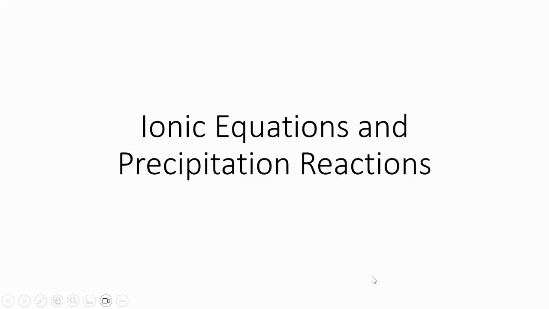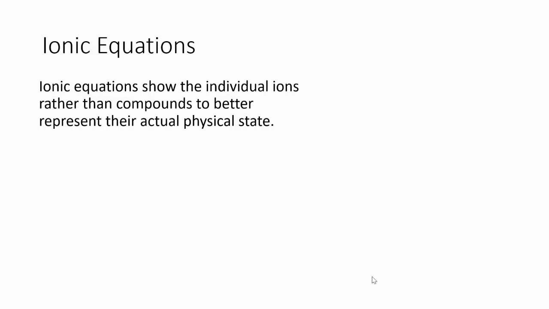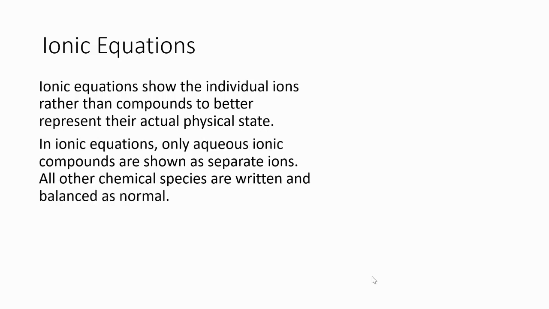This video will look at ionic equations and precipitation reactions. We'll start with ionic equations. Ionic equations show individual ions rather than compounds to better represent their actual physical state. It's important to note that only aqueous ionic compounds are shown as separate ions. All other chemical species are written and balanced as normal.